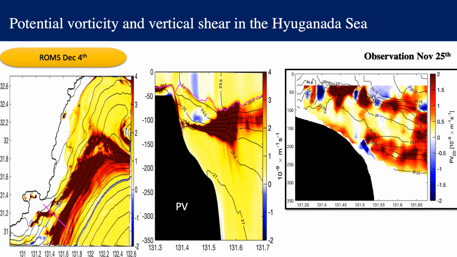The model full 3D potential vorticity shows large amplitude of positive values in the depth range of 60 and 150 meters, with negative and zero values above the continental slope. Negative values in the top 50 meters at the longitude of 131.4 look quite similar to those of observations at a longitude of 131.55 between the depths of 40 to 75 meters.